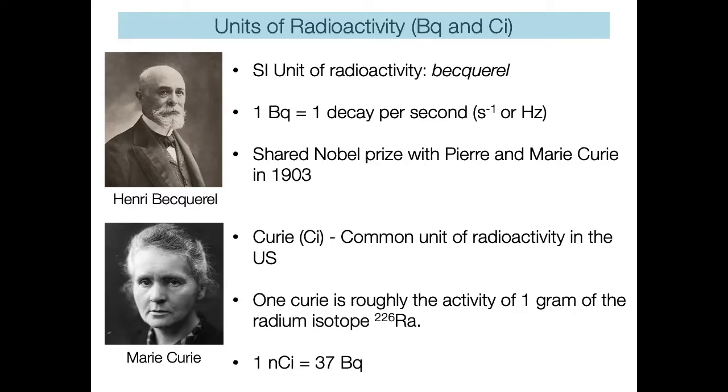In the US, we actually commonly use radioactivity in units of curies. And it's really equivalent to becquerels, where 1 nanocurie is equivalent to 37 becquerels. So it's a linear conversion. It's just traditionally in the US, we tend to talk about curies or millicuries as the radioactivity unit.